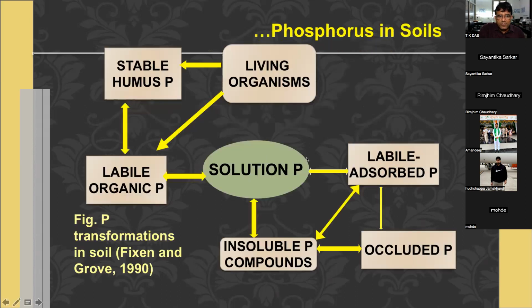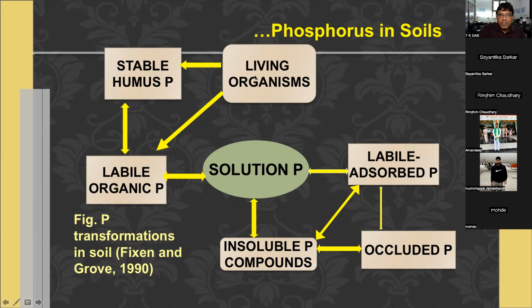Now you see the phosphorus in soil, its transformation in soil, how it transforms. This is very simple, it is not very complicated here. You can see phosphorus in solution. This is mainly H2PO4 or HPO4, and then it can come from organic sources. Labile organic phosphorus may be there, easily available organic phosphorus. It is in equilibrium with the soil solution, and this labile organic phosphorus can come from humus, stable humus. It can also be part of the stable humus.